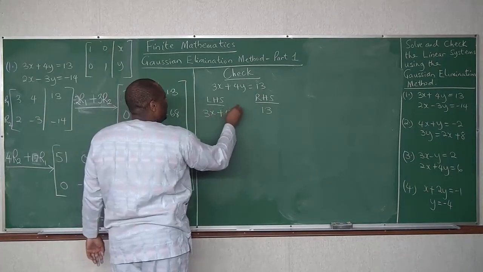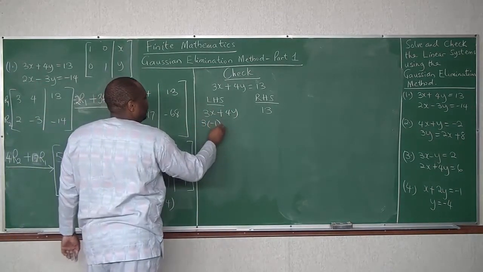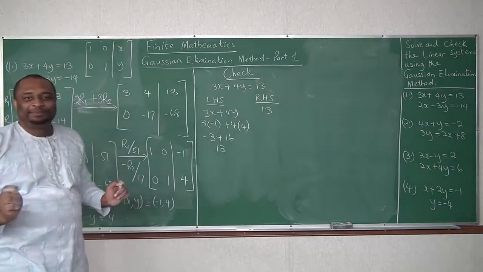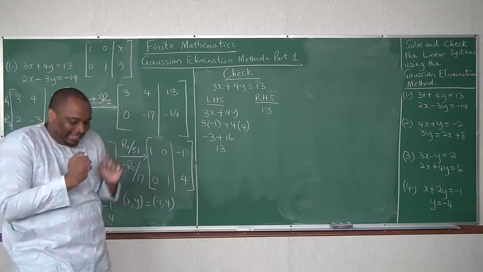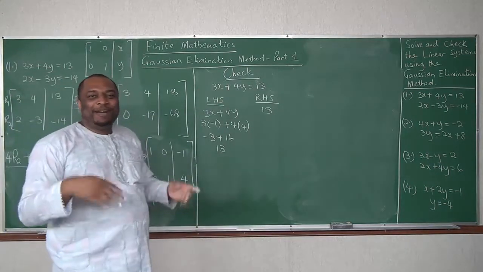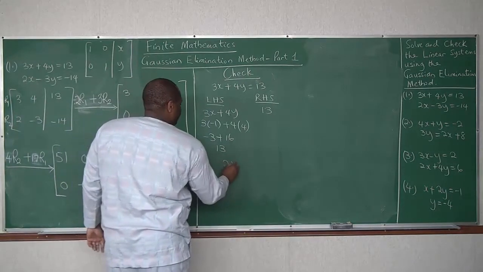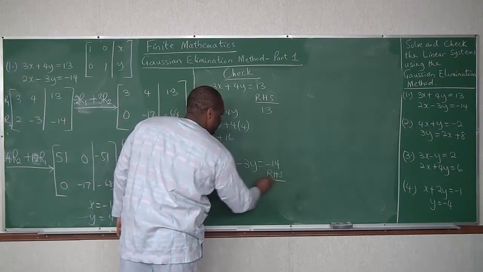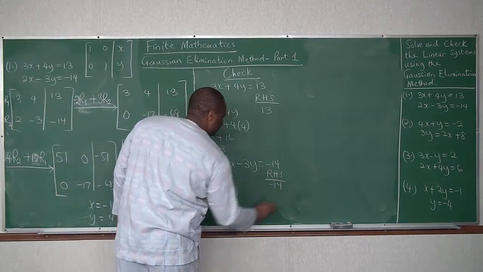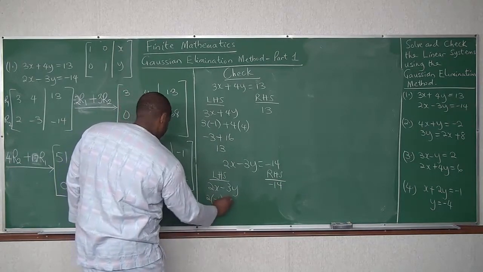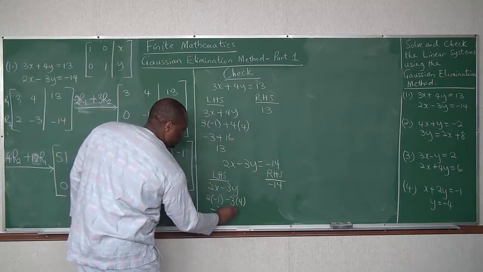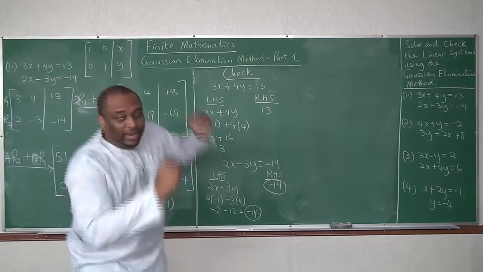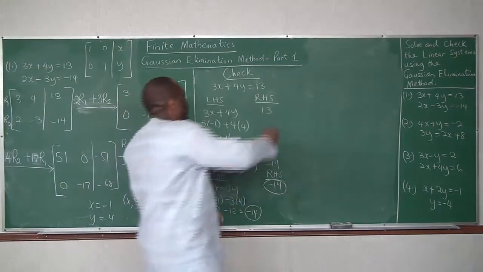Left-hand side is 3x plus 4y. Now we have that our x is negative 1, so 3 times negative 1 plus 4 times 4. So this is negative 3 plus 16, and that is 13. Okay? So you dance a little, don't dance too much, because you got just one equation right. You have to check for the second equation. Second equation, we have 2x minus 3y equal to minus 14. Left-hand side is 2x minus 3y. Right-hand side is minus 14. So this is 2 times negative 1 minus 3 times 4, which is negative 2 minus 12, which is negative 14. Negative 14 on the left, negative 14 on the right. You can now dance.